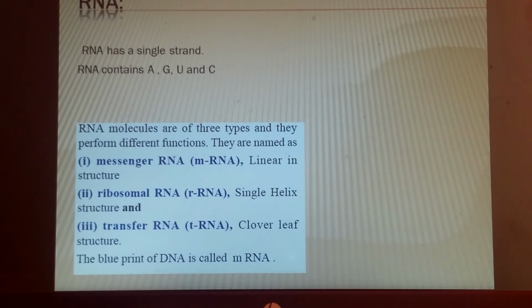From one site it will take the amino acid, hold that amino acid, and transfer it to another site where the polypeptide chain synthesis is going to take place. So tRNA is a very small RNA which consists of only 80 nucleotides. So this is about the RNA. That is, RNA consists of mRNA, rRNA and tRNA.